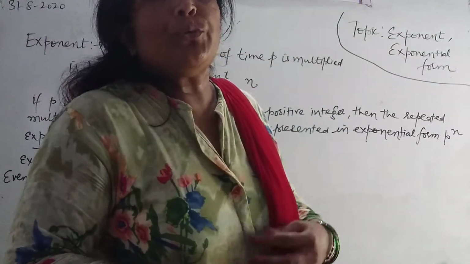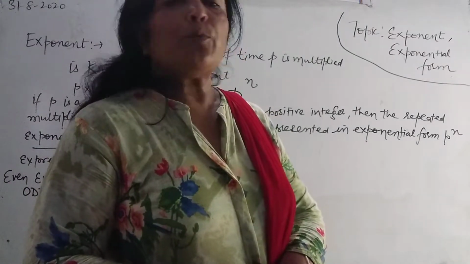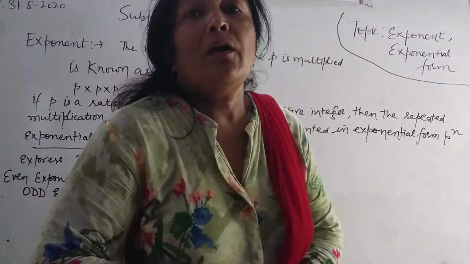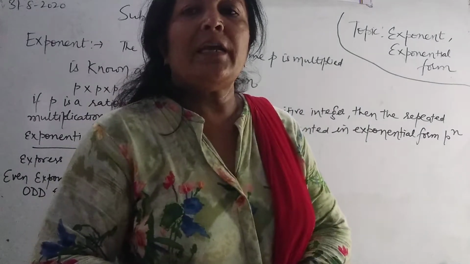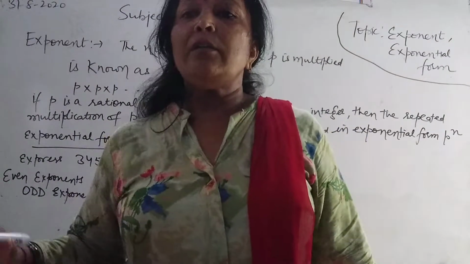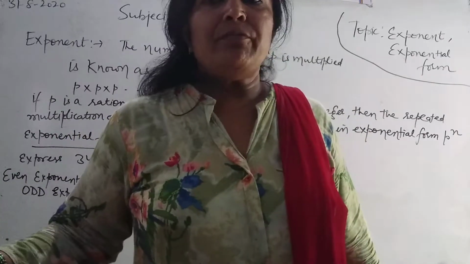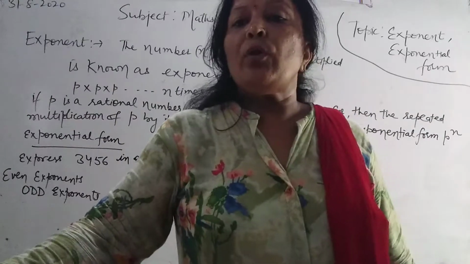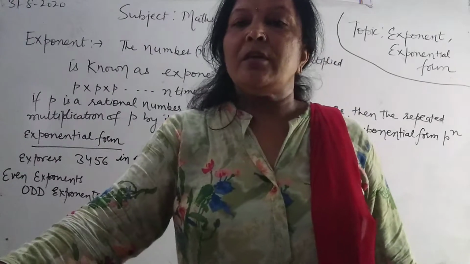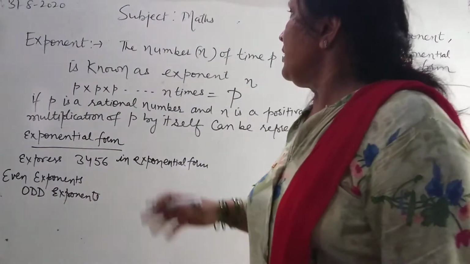Today I am going to teach you about exponents, chapter number 5: exponents and exponential form, even exponents, odd exponents. Why do we use these exponents? As you know, the weight of the sun is a very big number. It is very difficult to read and write. To write large numbers, we use a short form, that is exponents. We write in exponential form. Then let's start here. Exponent.